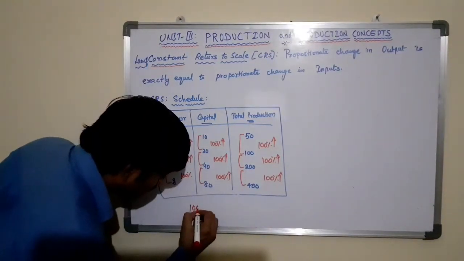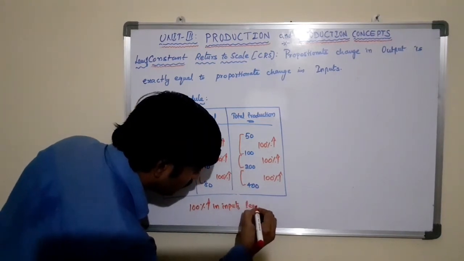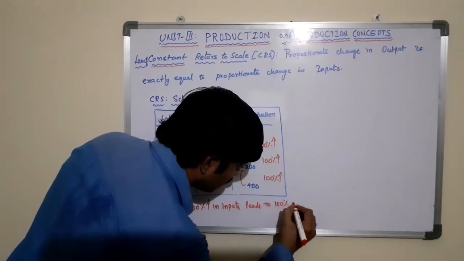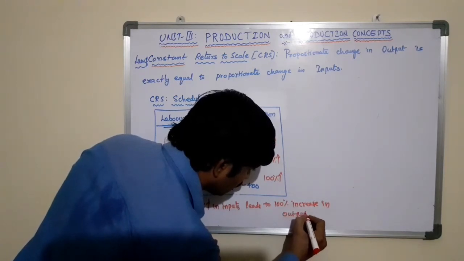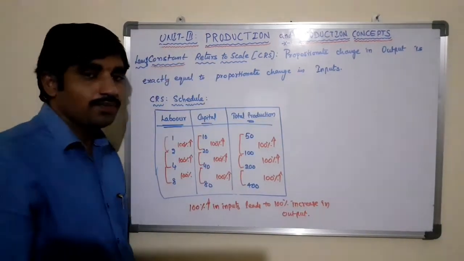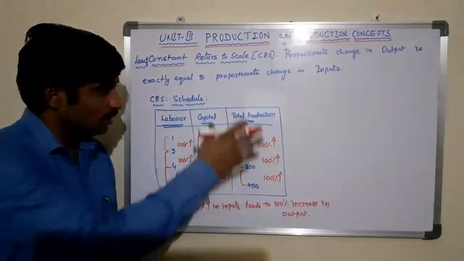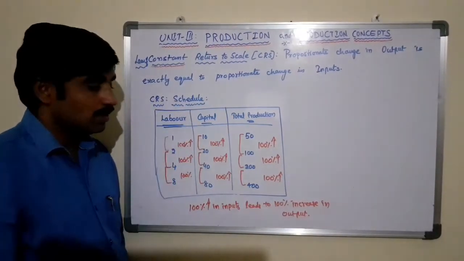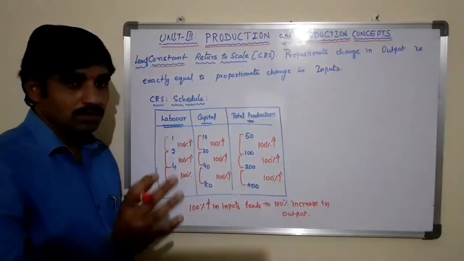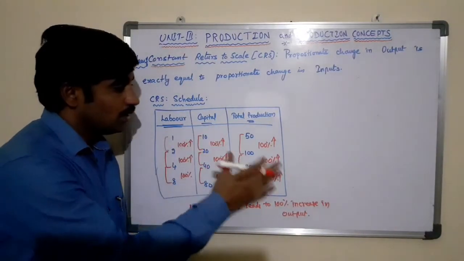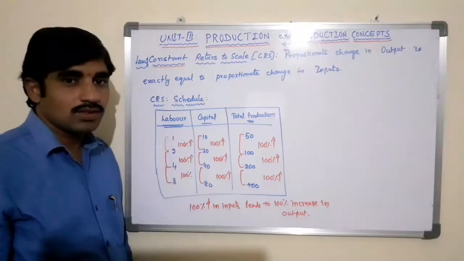So here a 100% increase in inputs leads to a 100% increase in output or total production, which is said to be the law of constant returns to scale. So there is no difference between the changes in total production and the changes in inputs introduced. There is an equal proportionate change in both the inputs and the output. This situation is known as the law of constant returns to scale.